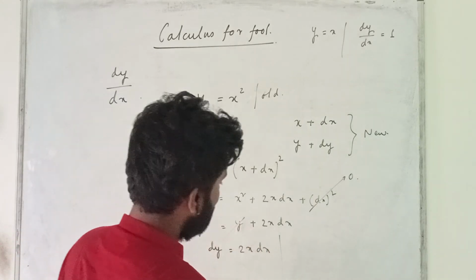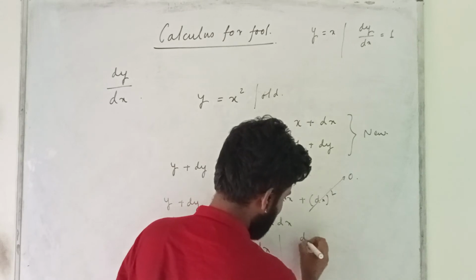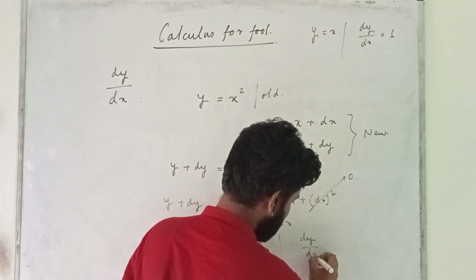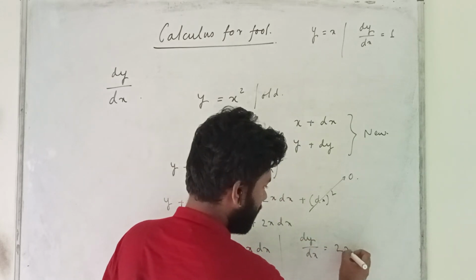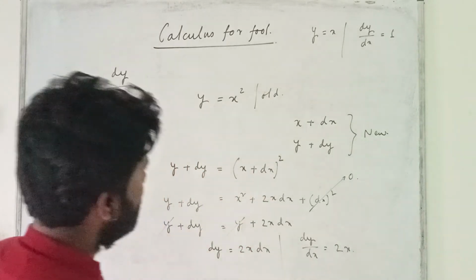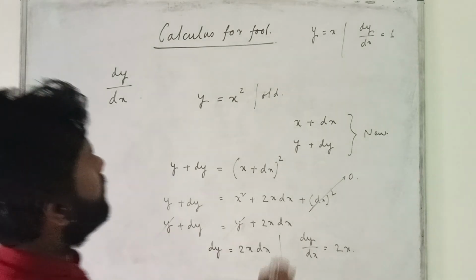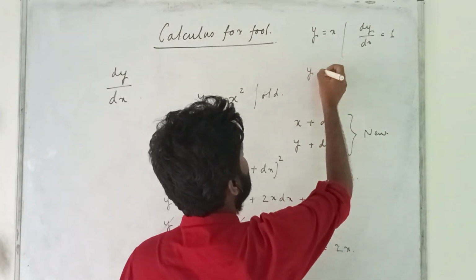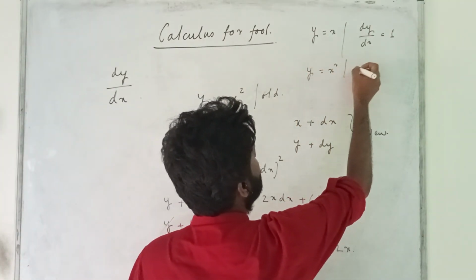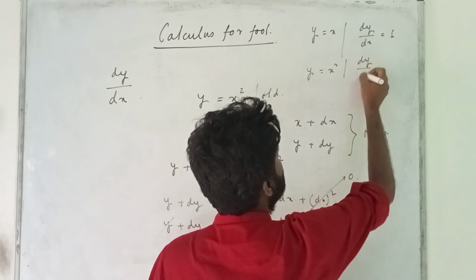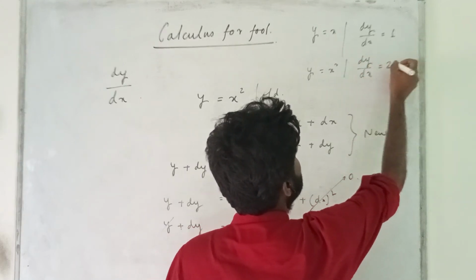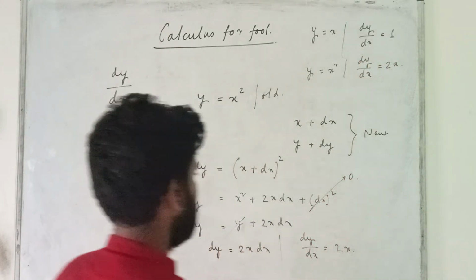And what is dy over dx? All of you know dy over dx is 2x, right? So very simple, 2x. So if y equals x squared, you will get dy over dx equal to 2x.